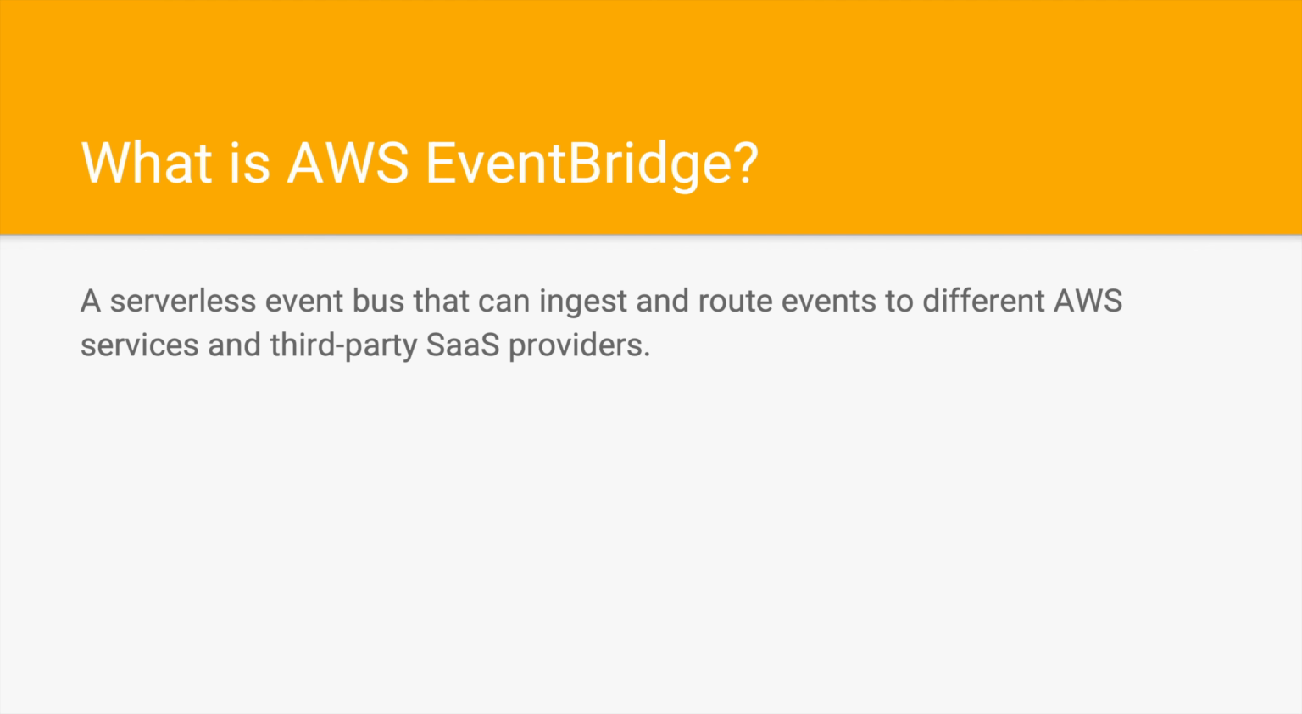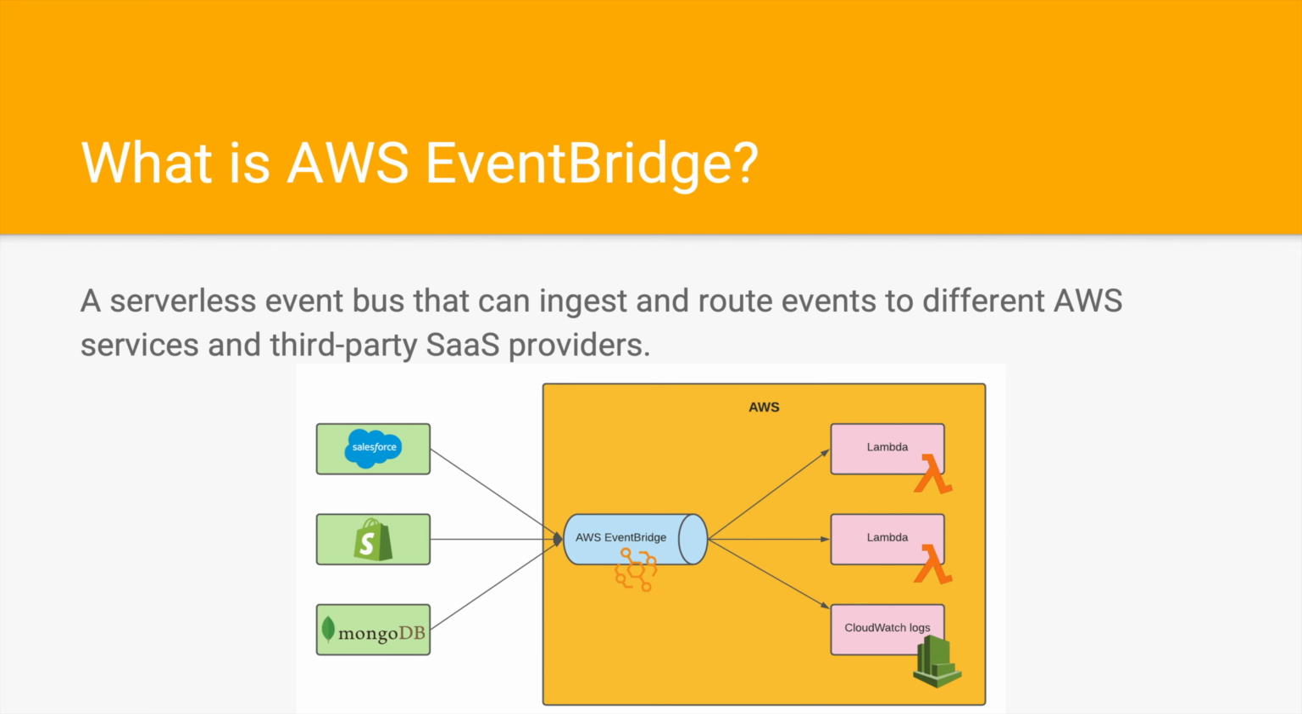So, for those who aren't familiar with AWS EventBridge, it's actually a relatively new service that AWS debuted just a couple years ago, and what it is, is an event bus that you could use to decouple and integrate different services and other third-party SaaS providers. It helps you ingest and route events from a multitude of supported SaaS providers and other AWS services like Lambda or S3.